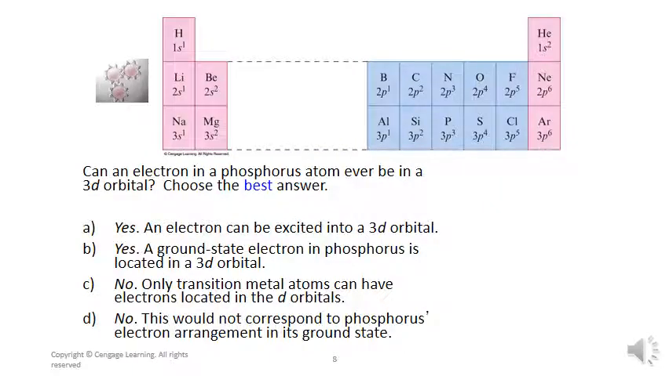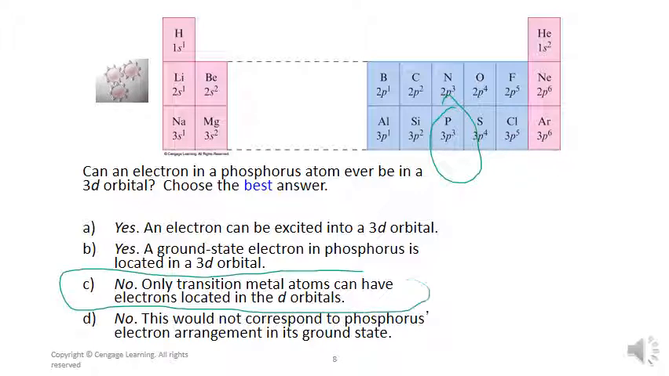So let's go to this next one. Can an electron in a phosphorus atom ever be in a 3d orbital? Let's find phosphorus up here. All right, phosphorus is right there. The highest energy level it can have is a 3p, and we'll notice that it can't. Only the ones in the transition metals, the big space in between right down here, can have it.